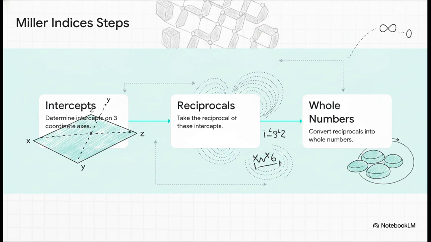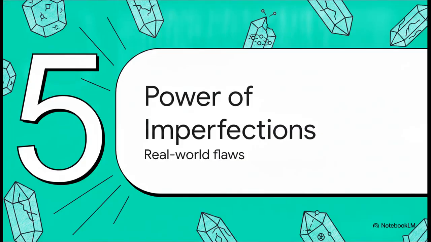And here's a fun fact. If a plane runs completely parallel to an axis, its intercept is technically infinity, which means its Miller index is exactly 0. And that brings us to Section 5, the power of imperfections.